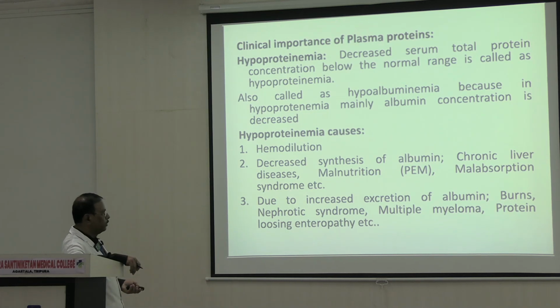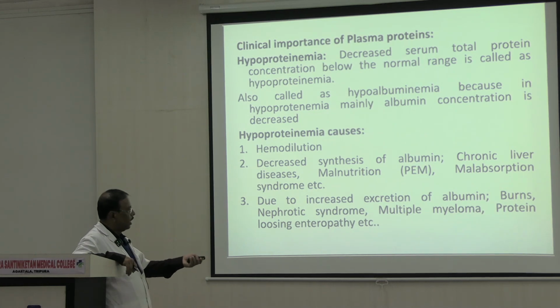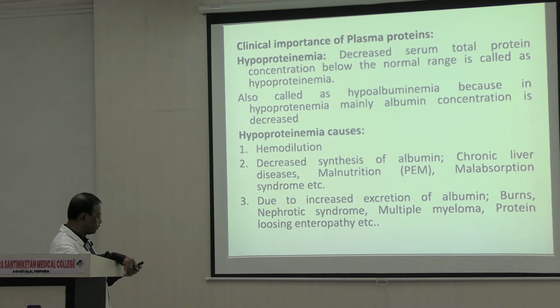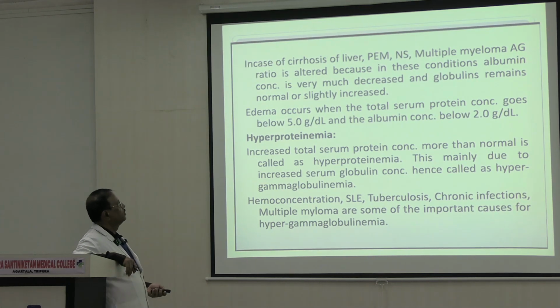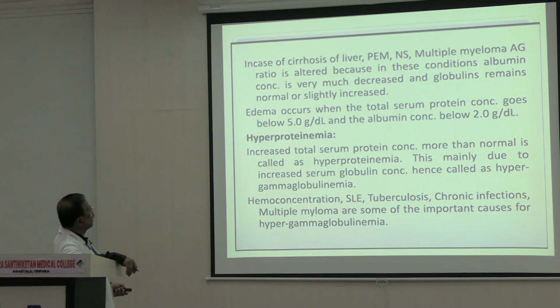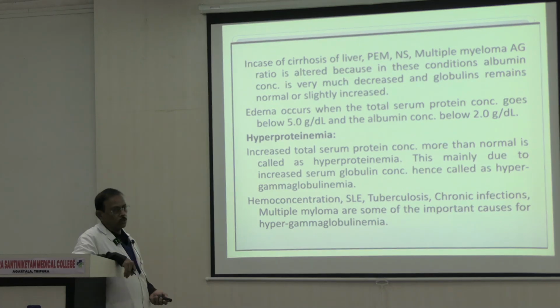Other causes are increased excretion of albumin in nephrotic syndrome, burns, multiple myeloma, and protein losing enteropathy. In cirrhosis of liver, protein energy malnutrition, nephrotic syndrome, and multiple myeloma, the A/G ratio is altered because in these conditions albumin concentration is very much decreased and globulin remains normal or slightly increased. Edema occurs when total serum protein concentration goes below 5 gram per deciliter and albumin concentration below 2 grams.